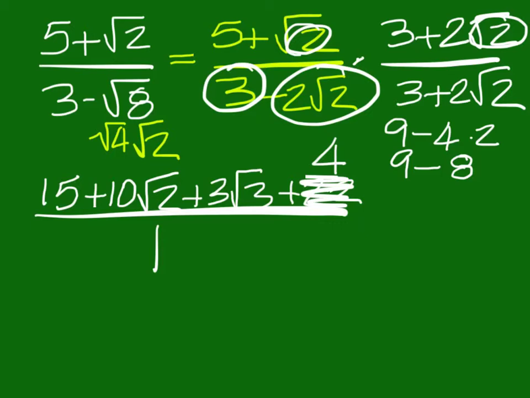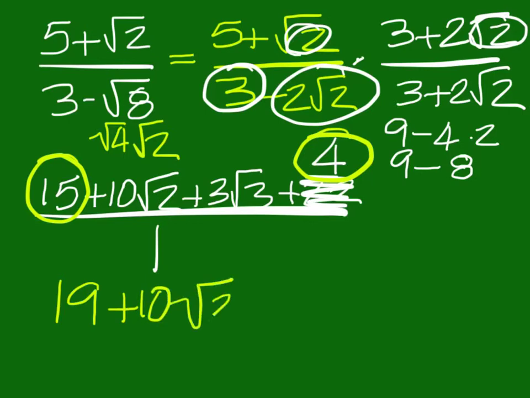Now, you have to take a look at the things you can add together. First of all, the square root of 2 and 3 are simplified. You have a 15, 10, 3, and a 4 over 1. The 1's just going to disappear. We can't reduce any of that. But we can add 15 and 4 to get 19. And then the rest stays with it.